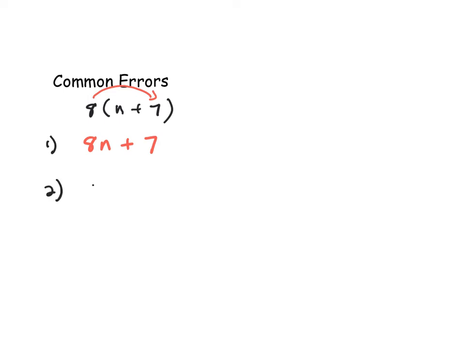The next common error is to write 8n plus 15. Sometimes students think that we're supposed to add the 8 and the plus 7. But again, when these two things are side by side, this factor and this factor are side by side, so we multiply. So that's another error that's frequent. So please now make any corrections or go on to the exit ticket.